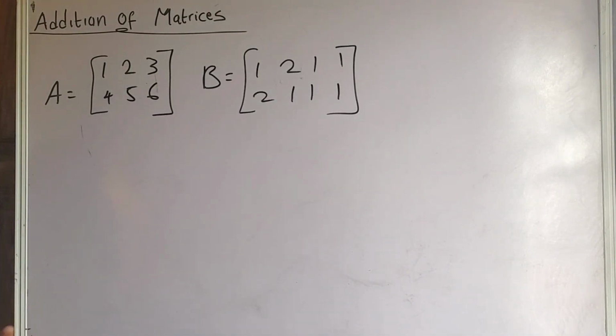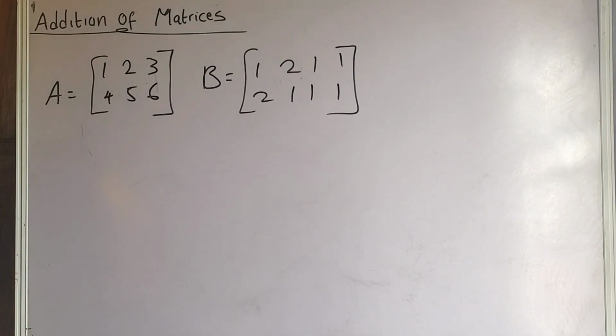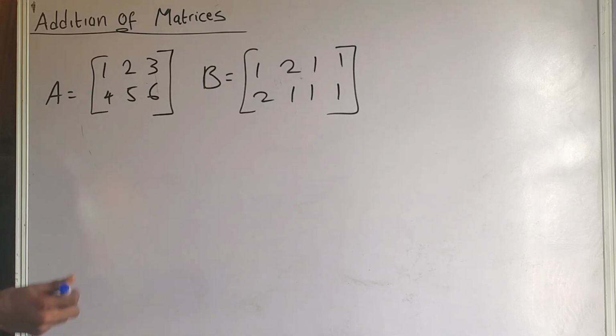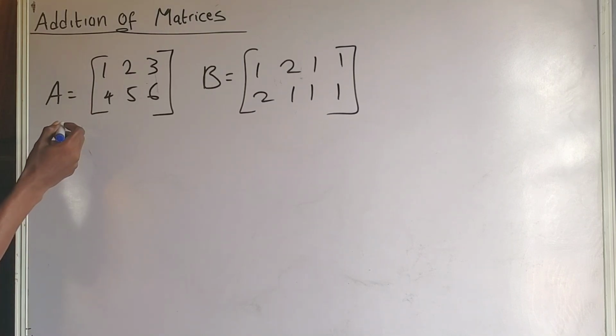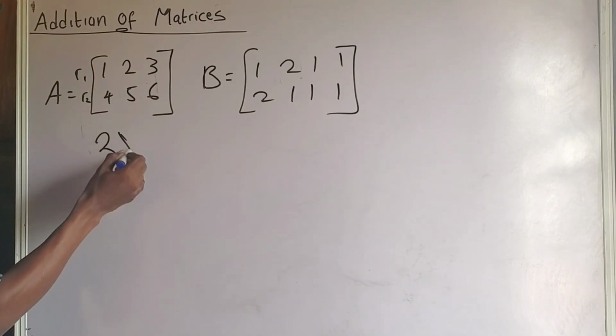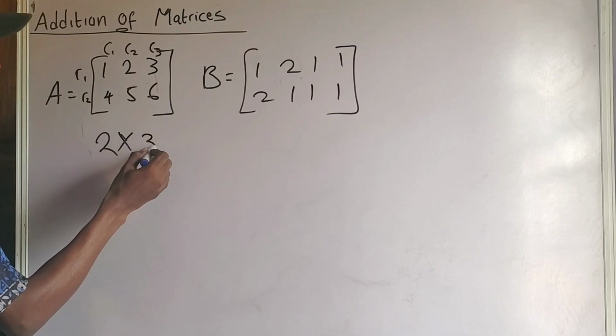Is it possible to add both matrices together? It's not possible. The reason is because the order of this matrix is what? Is 2 by 3. You understand? The order of this matrix is 2 by 3 because it contains 2 rows. This is row 1 and this is row 2. So I'm going to have 2 and it contains 3 columns. Column 1, column 2 and column 3. So the order of this matrix is 2 by 3.